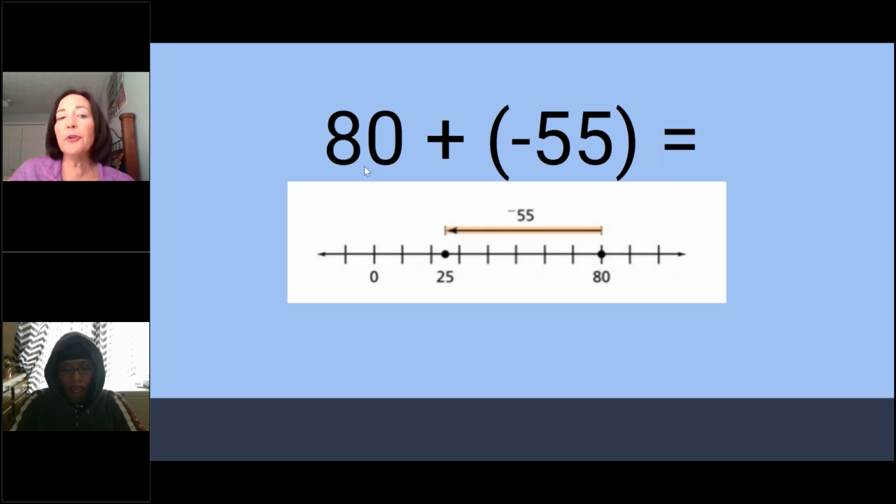Now, this is a different problem, 80 plus a negative 55. 80 is my starting point, so that's where I always start on my number line, at the 80. This time I have to travel a negative 55. So instead of traveling to the right, this time I have to travel to the left. I used to tell some of my students, do bunny hops. I would have to do 55 bunny hops. Where would I end up? So if I did that, I would end up at the number positive 25.